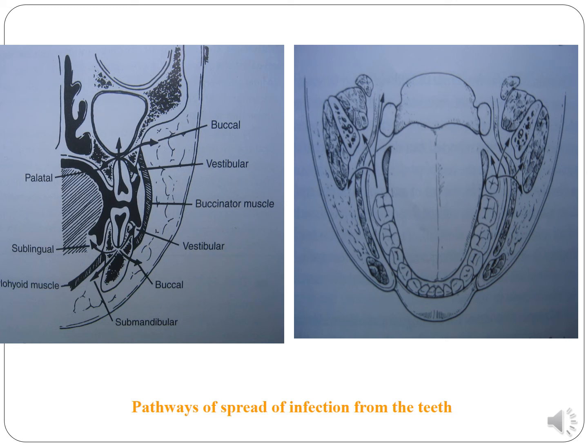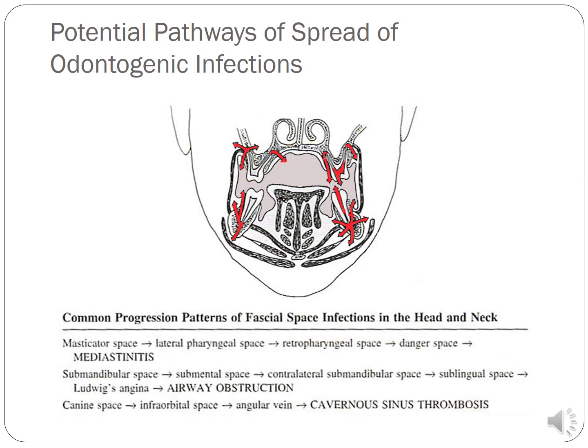Just to know how this infection can go into the lateral pharyngeal space, into the pterygomandibular space, and onto the masticator space from the third molar region. So we have to be very careful in assessing the spread of infection. These are the potential pathways of spread of infection.